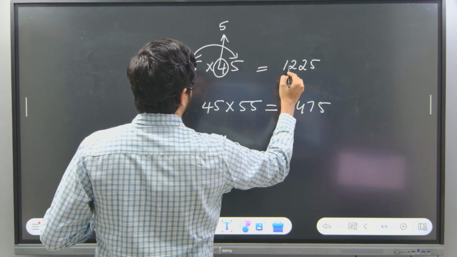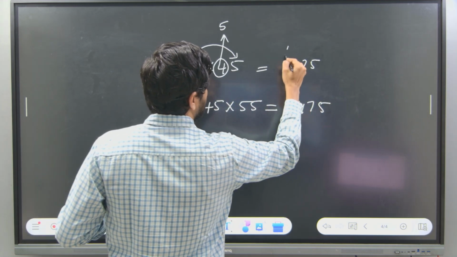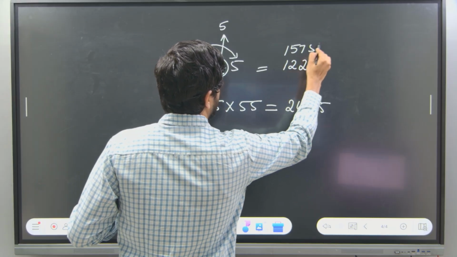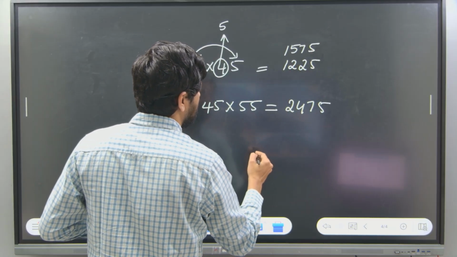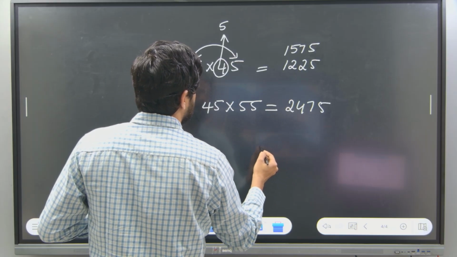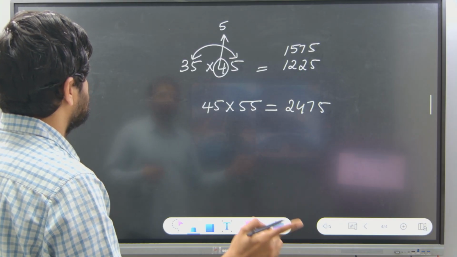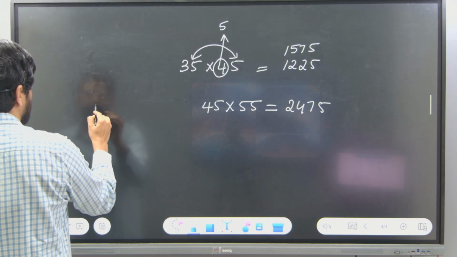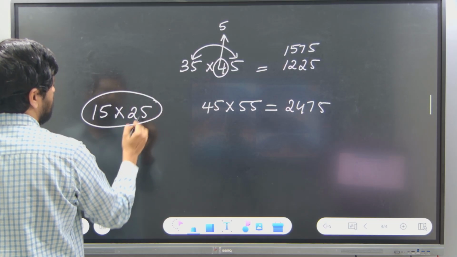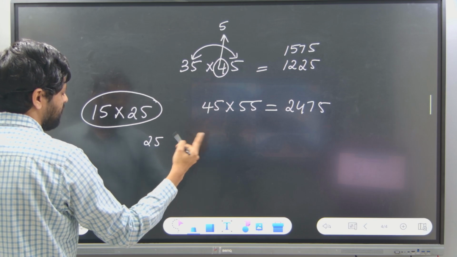3 5s are 15. 1575. What is 45 into 55? 2475. Okay, I've missed something maybe. Just one moment. 15 into 25, how much does it come to? 5 5s are 25.